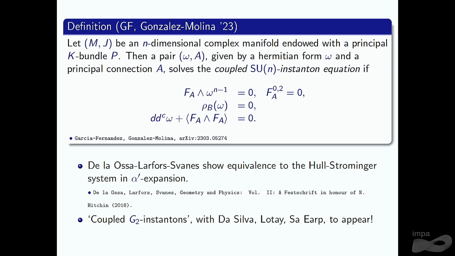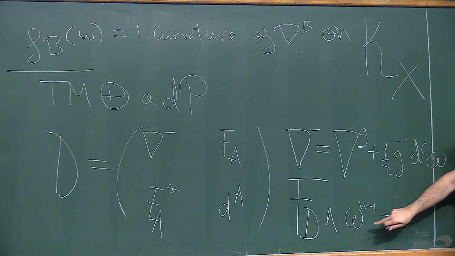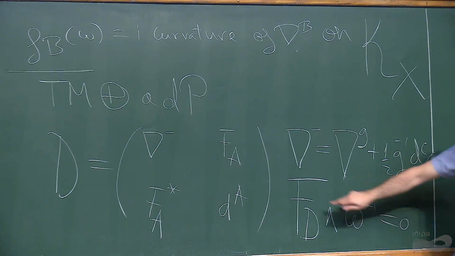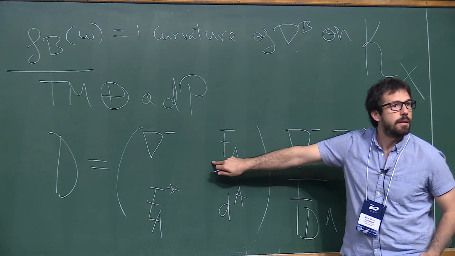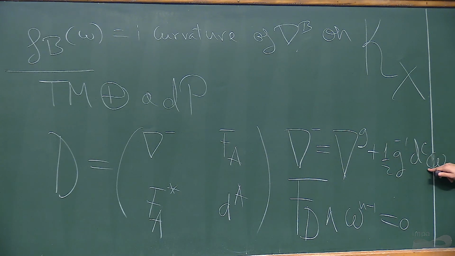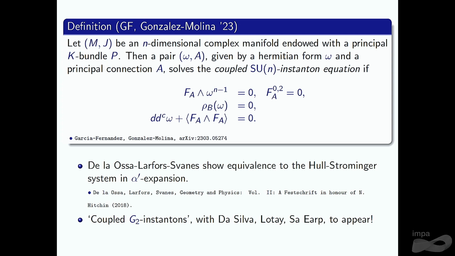Okay, so we have these nice equations which have this beautiful interpretation as coupled instantons. Note that I call these coupled instantons because little omega, the Hermitian form, enters in here, but also enters in the definition of the connection D through the torsion. Okay? So this is a very coupled system of equations. It's not just the ordinary Hermite-Yang-Mills equations.